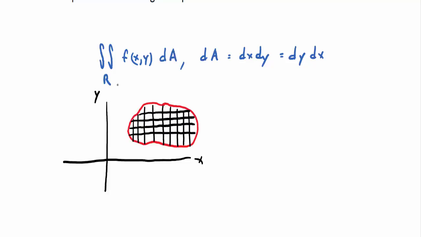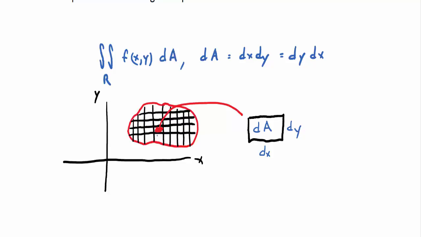And if you focus on one of these little sub-rectangles, say this one right here, let's take it out. The dimensions are really delta x and delta y, but we can think of them as dx and dy. So that dA is an area element. It's the area of one of these infinitesimal little boxes.